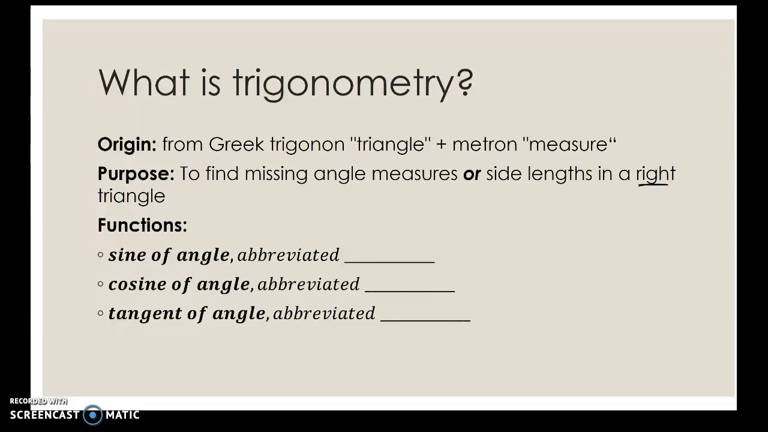The trig functions: the sine of an angle, abbreviated SIN, and we use the Greek letter theta to represent an unknown angle measure. The cosine of an angle, abbreviated COS, cosine of theta. And lastly, the tangent of an angle, abbreviated TAN, tangent of theta. We never write the full name out. We always use the abbreviation: sine, cosine, and tangent.